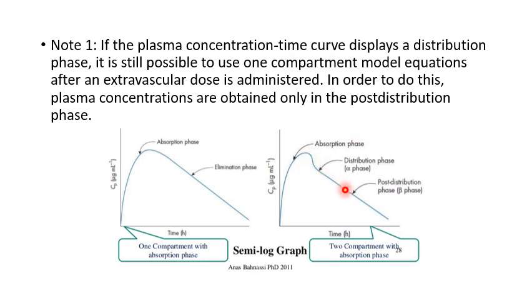Following this phase, at any time point following the distribution phase, we can use the one compartment model equations to calculate plasma concentrations instead of using the more complicated two compartment model, which will require the calculation of the alpha and the beta phase, and this is not quite practical in clinical practice.